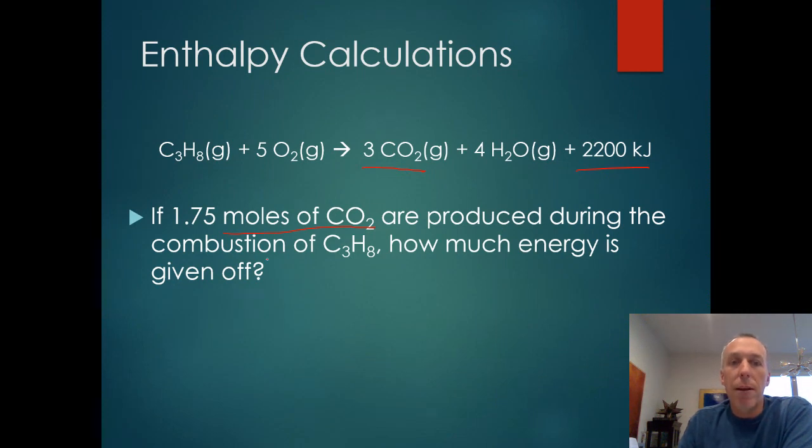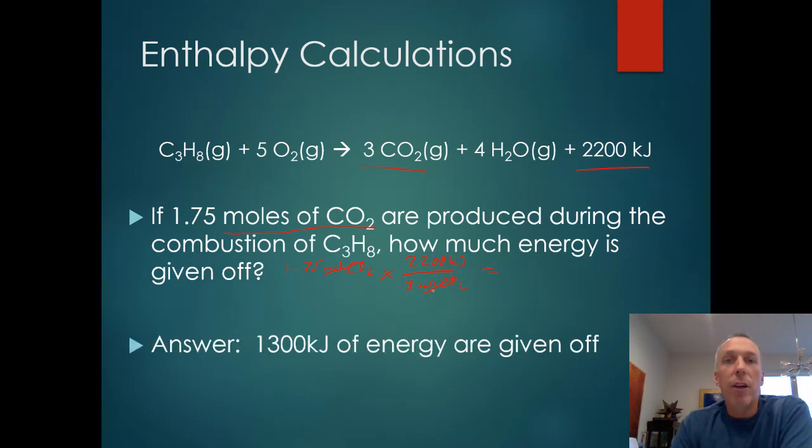So we're going to start with the amount that we're given, 1.75 moles of carbon dioxide. And then from the balanced equation, 3 moles of carbon dioxide are produced when 2,200 kilojoules of energy are produced. So that's our ratio: 3 moles of carbon dioxide and 2,200 kilojoules of energy. So moles of carbon dioxide cancel. We're left with kilojoules. And now we can multiply across the top, divide by the bottom. And when you do that, you will get 1,300 kilojoules of energy released.